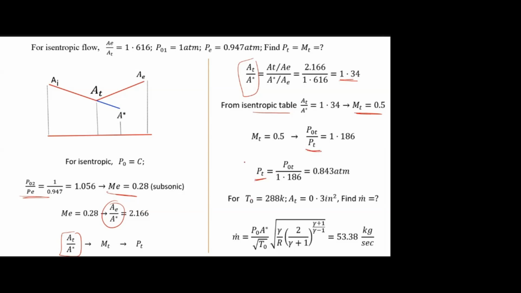In this problem, additionally, if you know T naught and also the AT, they're asking us to find M dot. So additionally T naught is given, AT is given. From that we should find it, because P naught is already given, T naught now we got it. Only A star you have to find. Simply go to this relation, substitute AT value, you will get A star. Substitute here, you will get the M dot.